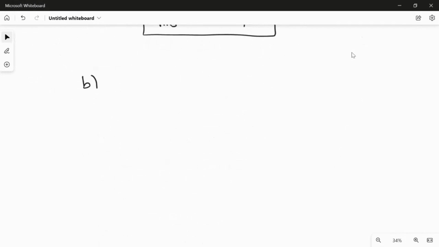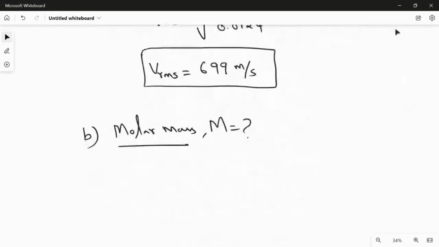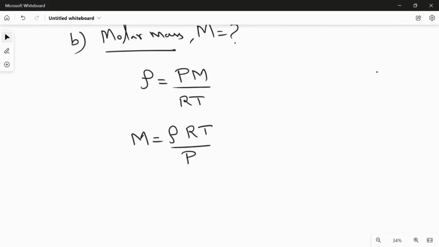For getting the answer for the second question, we are going to find the molar mass, right? So for getting the molar mass, which is capital M, I'm going to take this rule. Rho is equal to PM over RT. Now I'm going to rearrange this equation in terms of molar mass. Therefore, molar mass is equal to rho multiplied by RT over pressure.